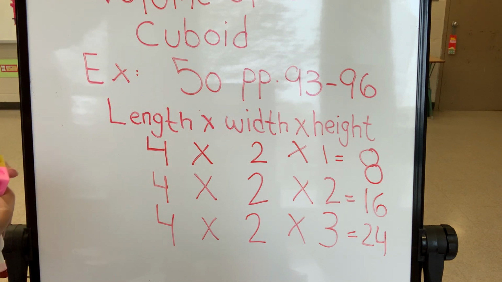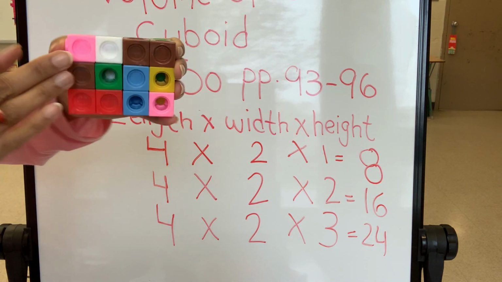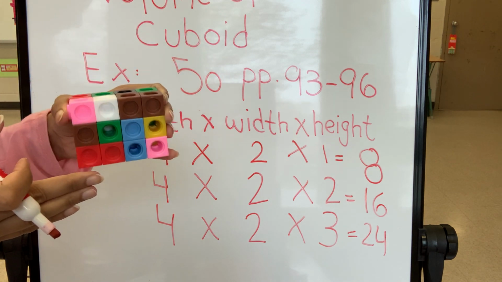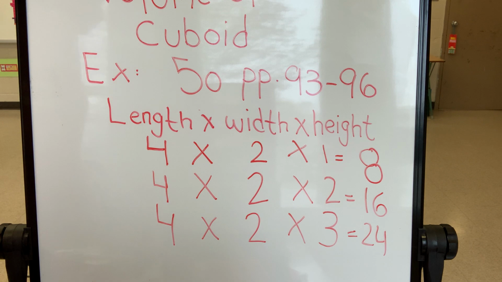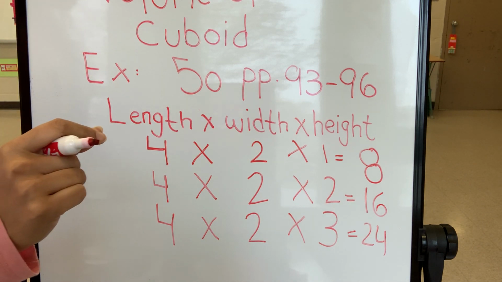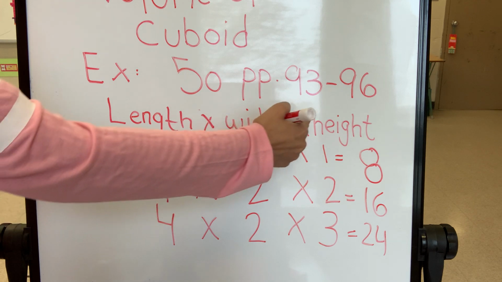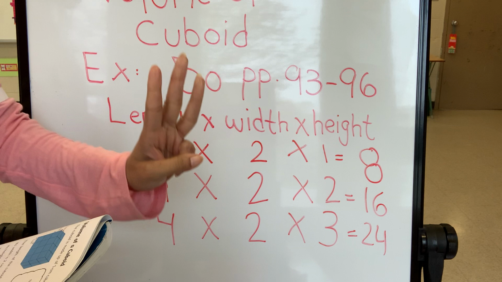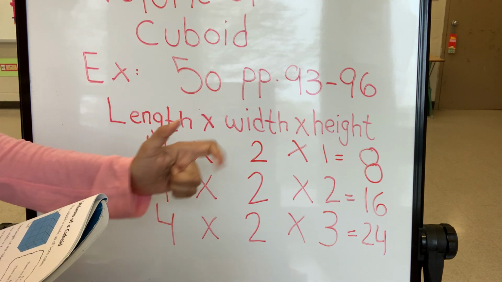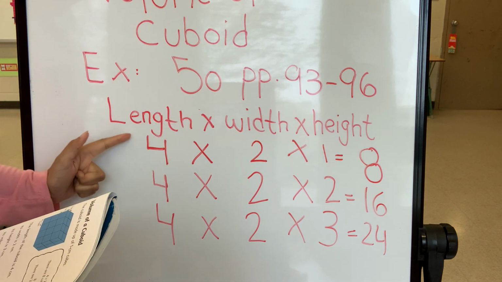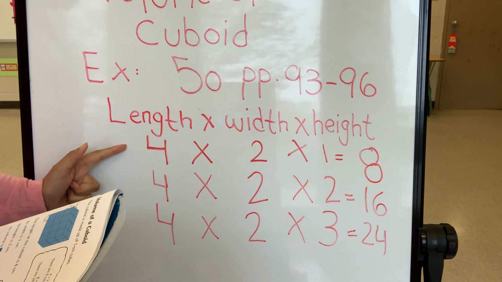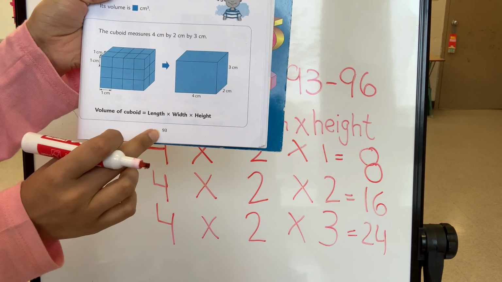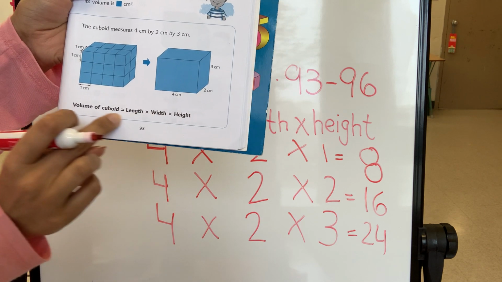So that's what you need to remember. It could be the layer on one side, or the front side, or the bottom one, it doesn't really matter. The main thing we need to remember is length times width times height. That's what we need to remember. So you're multiplying 3 numbers: the number of layers, its width, and its length. And in case you forget, it is mentioned on page 93 of your textbook.